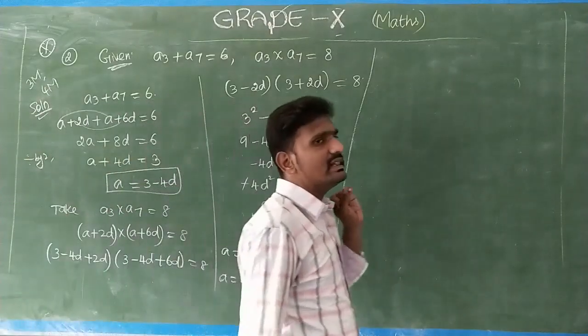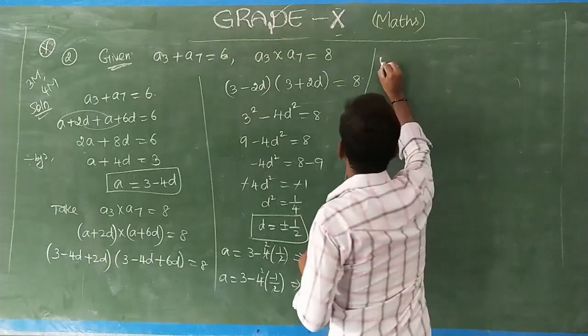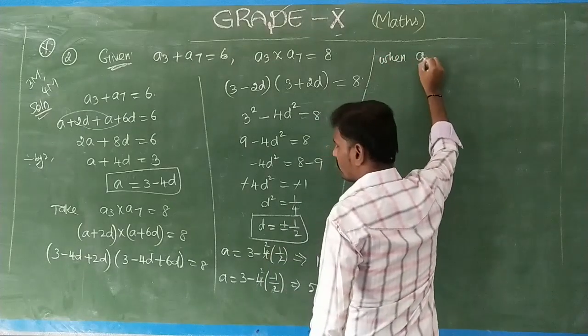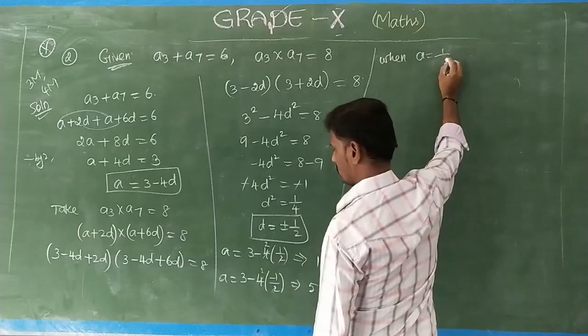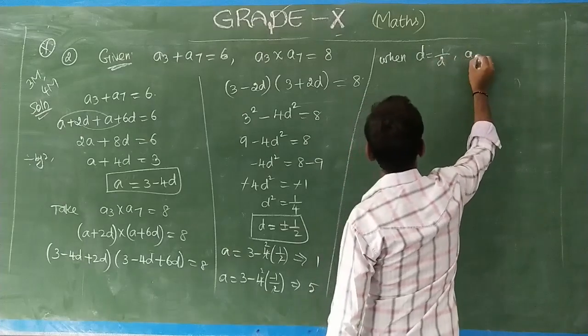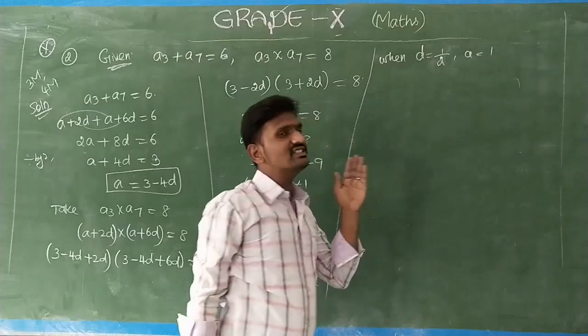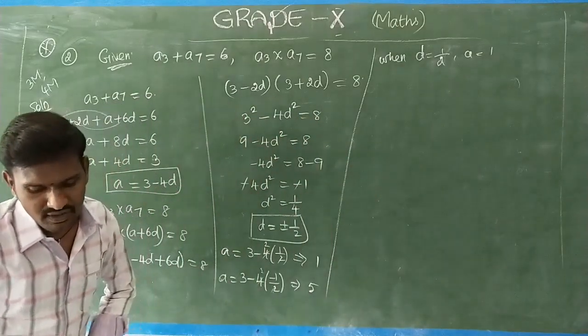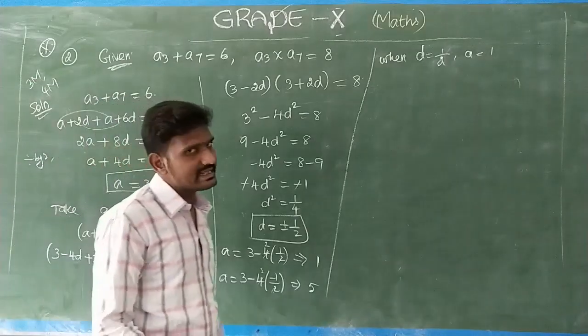That means you are getting the first term and the common difference, two terms. So first, when d equal to 1 by 2, a is equal to, what will come? 1. So using these two terms we are going to find the sum. What is the given question? Find the sum of first 16 terms. Yes, 16 we are going to find.